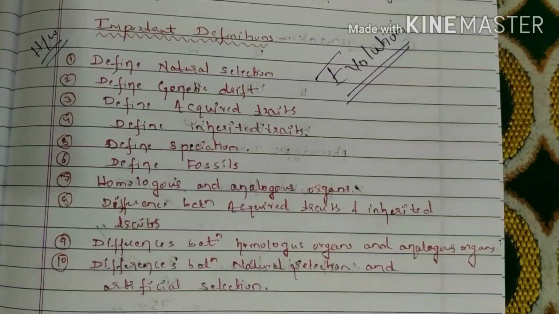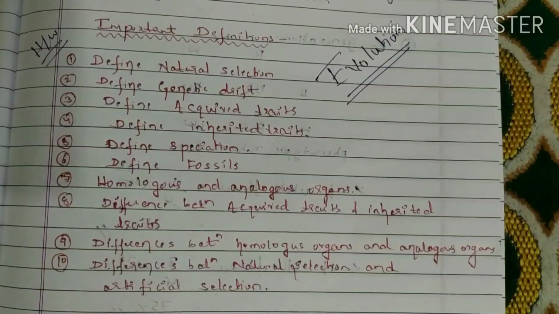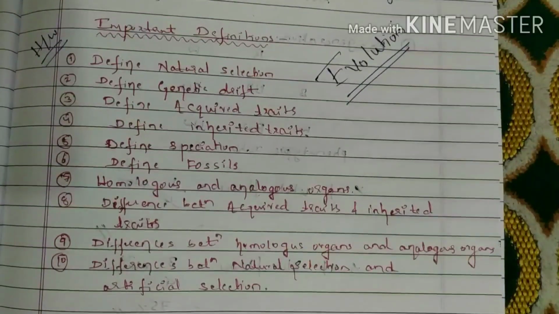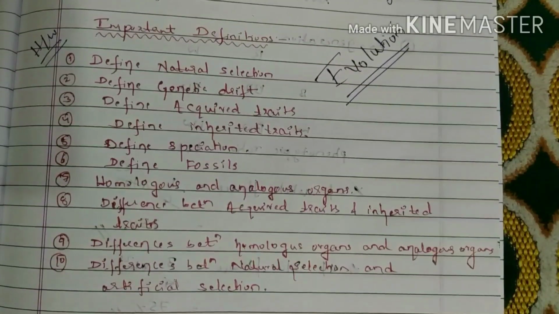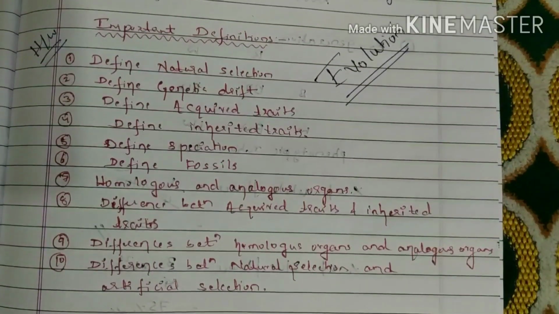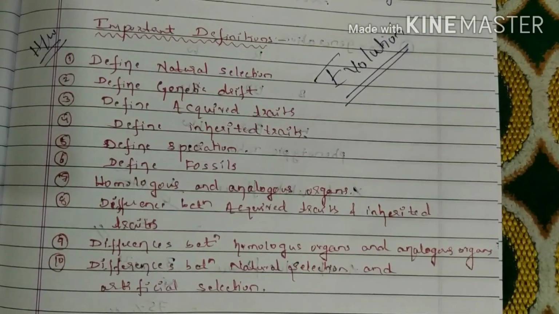So first, number 1: define natural selection. Very important, note it down and read it. Second, define genetic drift, which is also very important. And then define acquired traits, which is very important. Acquired traits are also called learning traits, which are gained by learning. They are not received from the father or mother, but gained through external factors, that is, by learning.